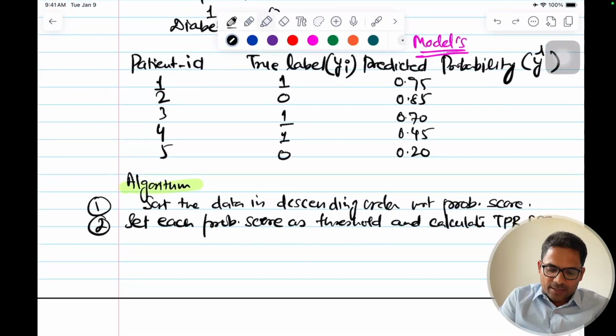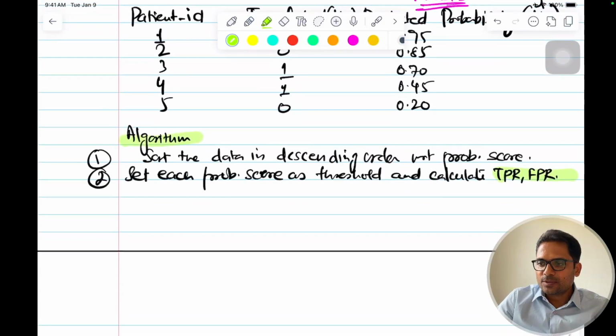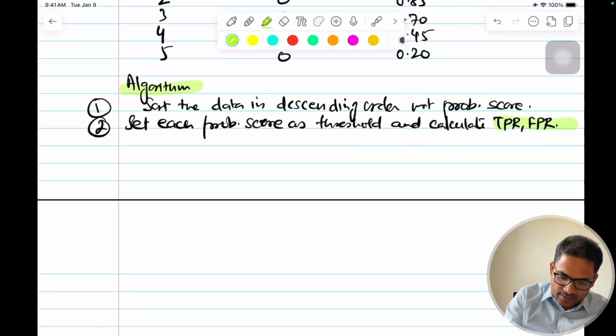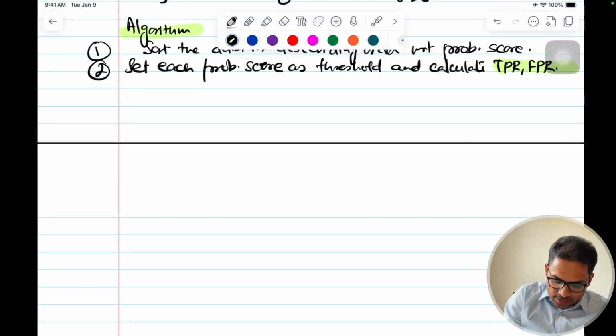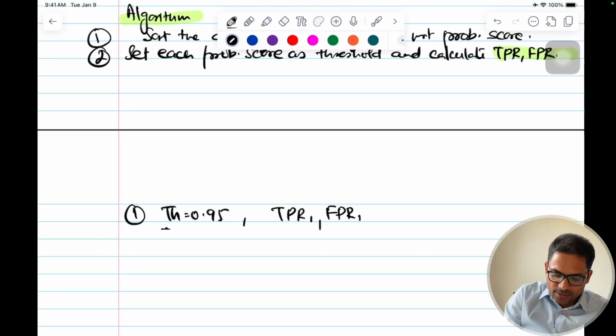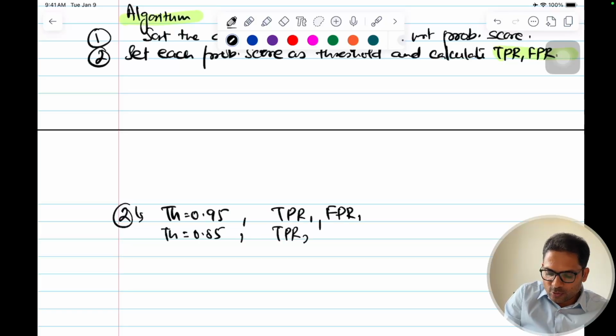So we'll calculate TPR and FPR for every threshold. Whatever I have said, I'll write it on the next page. Say, for example, in step 1, my threshold is equal to 0.95. So I'll calculate TPR1, FPR1. Then for step 2 only, my threshold will be 0.85, and then I'll calculate TPR2, FPR2.